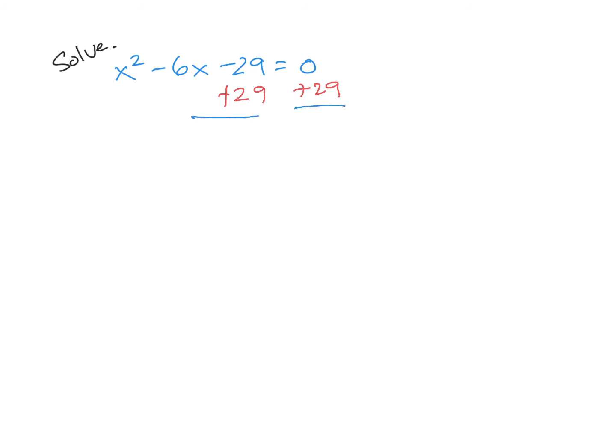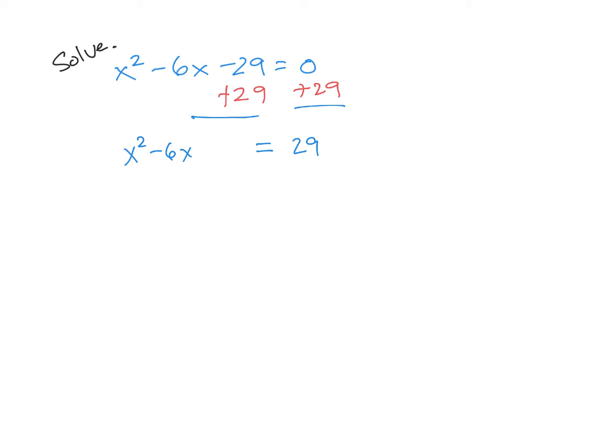And so when I rewrite this, x squared minus 6x, the next step is going to be complete the square. So I'm going to leave myself a gap where I can easily complete the square. And I'm going to bring that 29 over.